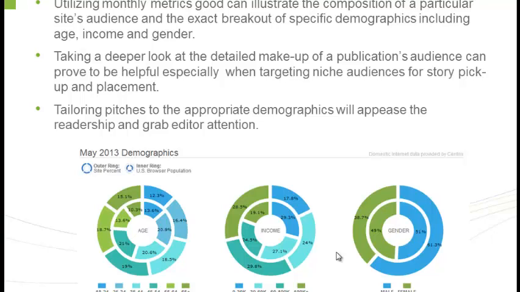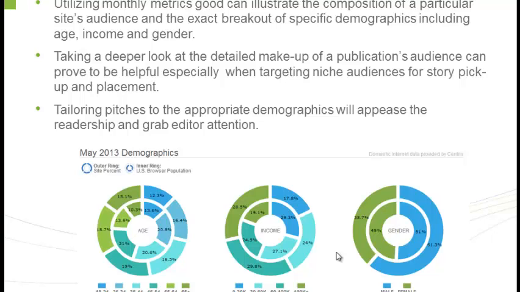So especially in the agency world, you're trying to reach a specific audience. And the best way to do that is understand exactly who that audience is. So I would do that through demographics. And the 3 demographics that we have available are age, income, and gender demographics. So like I said before, utilizing monthly metrics is good and can illustrate the composition of a particular site's audience. And the exact breakout of specific demographics, including age, income, and gender, will help you really understand who you're speaking to and who you need to speak to.